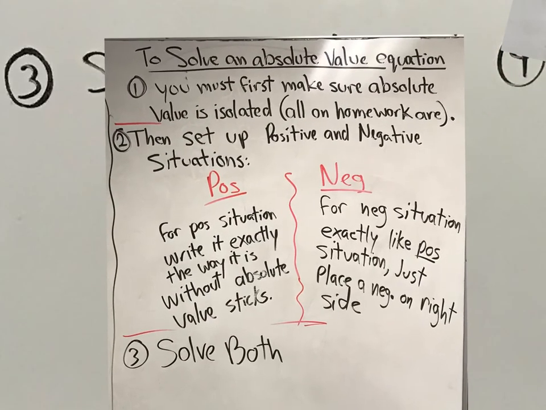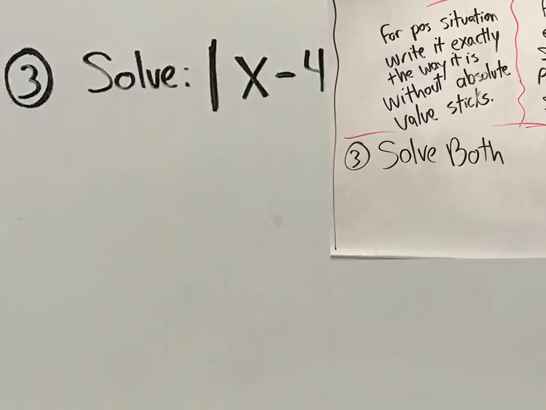It says to solve an absolute value equation, you're going to set up the positive situation and the negative situation. I actually write that out, pos, neg, squiggly line. For the positive situation, write it exactly the way it is without the absolute values. For the negative situation, same thing, but on the right side, you're going to change that to a negative. So those are the notes. If you're at home watching this, you could pause it and copy them down if you need them.